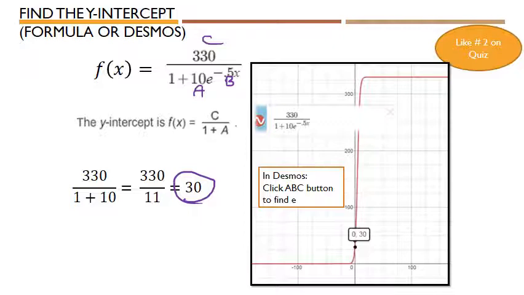Now, the y-intercept is also in Desmos. You can use Desmos and figure out where it crosses the y-axis, and it's at 0.30.